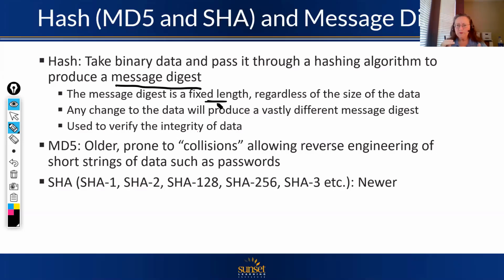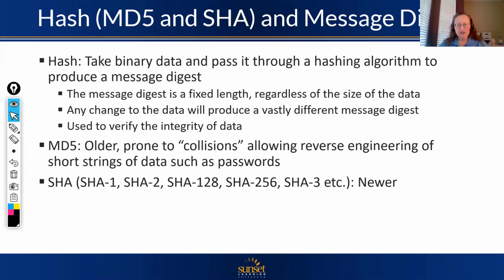A collision is where two different sets of data will generate the same message digest, and that's a problem. But MD5 was a little more prone to that, and because of that, it was possible, again, to decrypt. So we don't use that anymore. We use nowadays SHA. SHA is actually a family of hashing functions. SHA-3 is kind of what we use these days. It's newer, not prone to collisions. If you download an ISO file from Cisco's website, they will oftentimes give you both an MD5 and a SHA hash. So you can use either one to verify the integrity of the data.